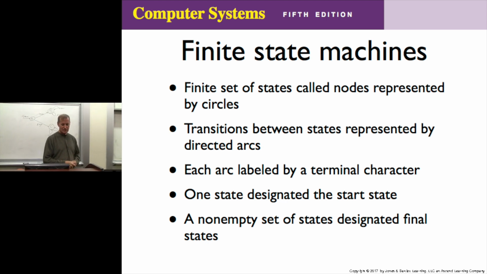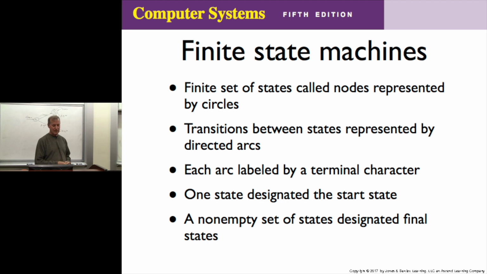Okay, that's the same thing. Those are the characters that you actually see when you see a valid sentence in the language. And then in the same way that a grammar has a start symbol, a finite state machine has a start state. So they're kind of similar. And then we have a non-empty set of states that are designated final states. So this is the definition of a finite state machine in general.